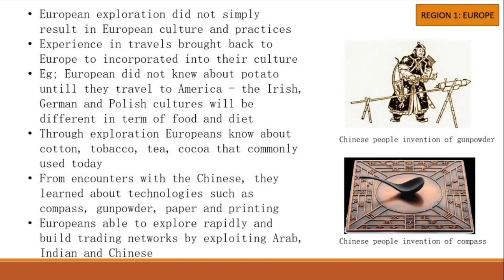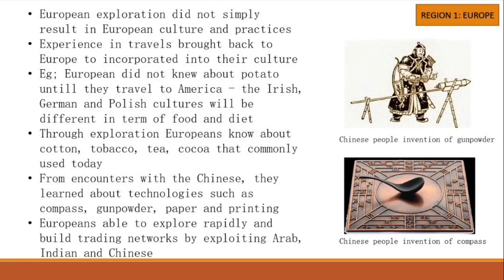What we see the Europeans have achieved in their culture and practices does not simply result in the spread of European culture and practices. The Europeans experienced many things in their travels and brought much back to Europe that they incorporated into their culture. Anything good that they found from other countries, in terms of technology or the food that other countries eat, they would implement it.